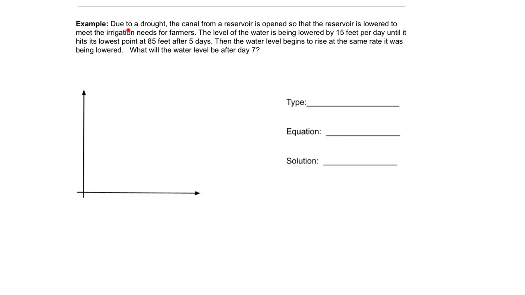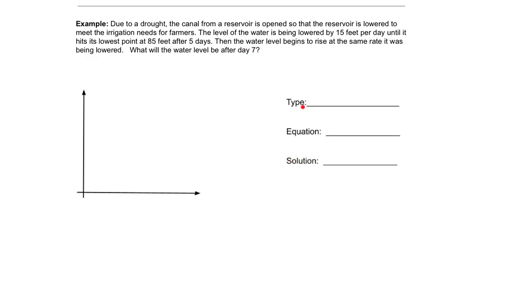For this example, it says, due to a drought, the canal from a reservoir is opened so that the reservoir is lowered to meet the irrigation needs for farmers. The level of the water is being lowered by 15 feet per day until it hits the lowest point at 85 feet after 5 days. Then the water level begins to rise at the same rate it was being lowered. What will the water level be after 7 days? So that's what we're going to answer down here at the solution.